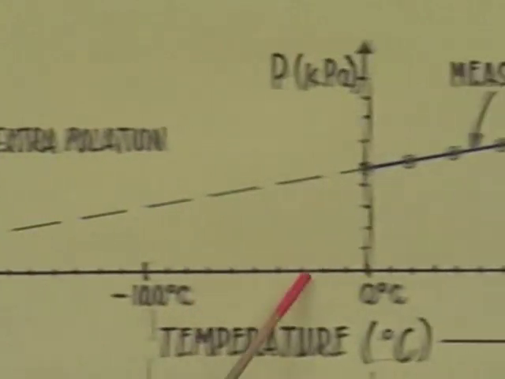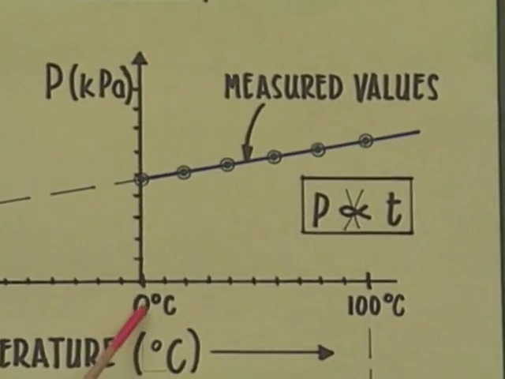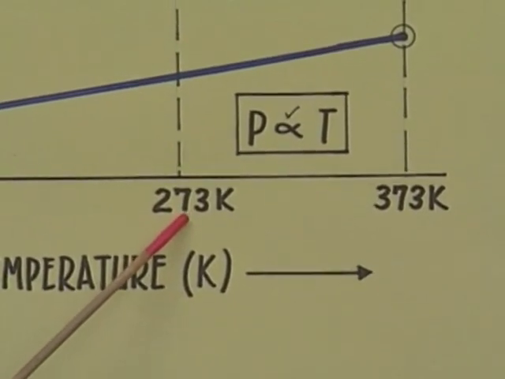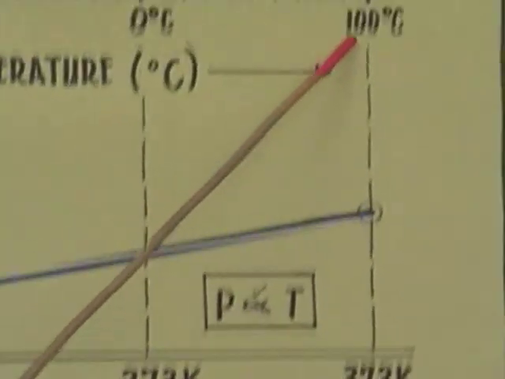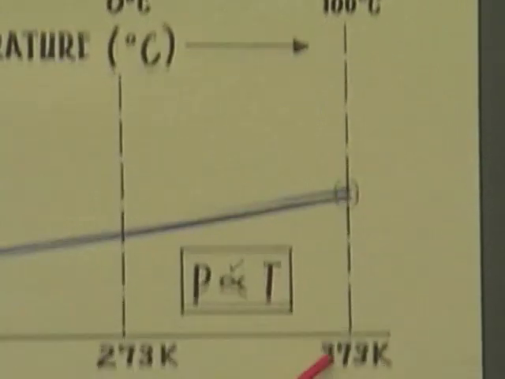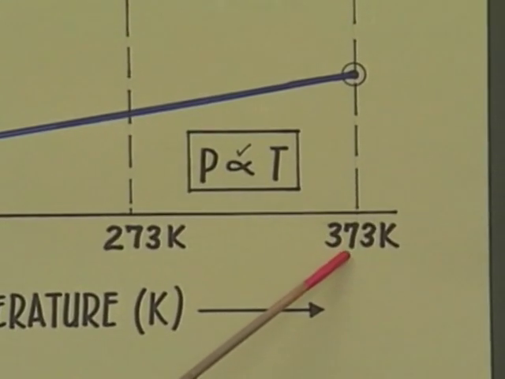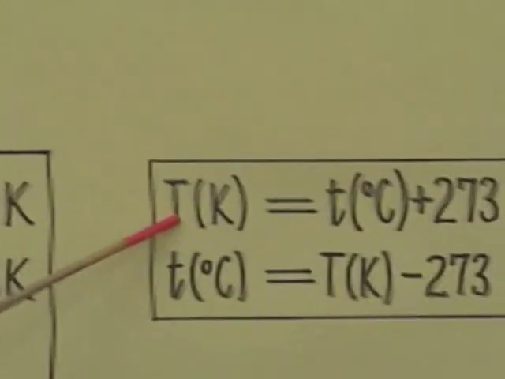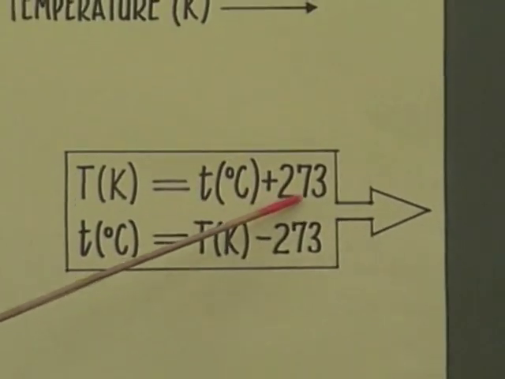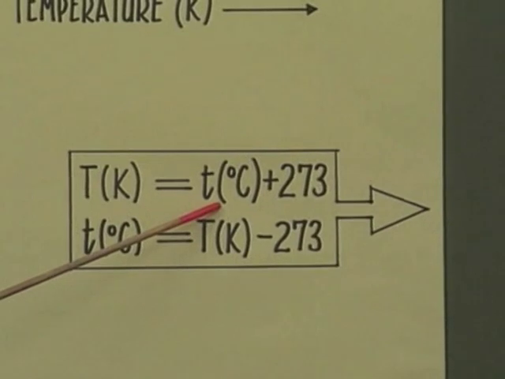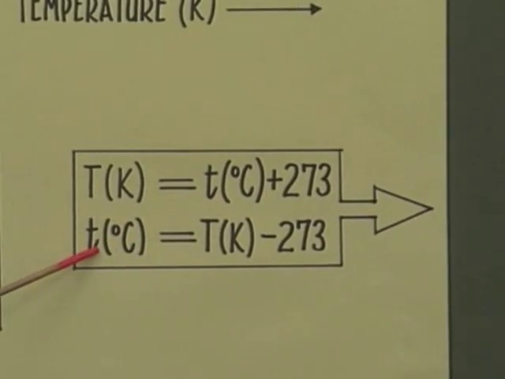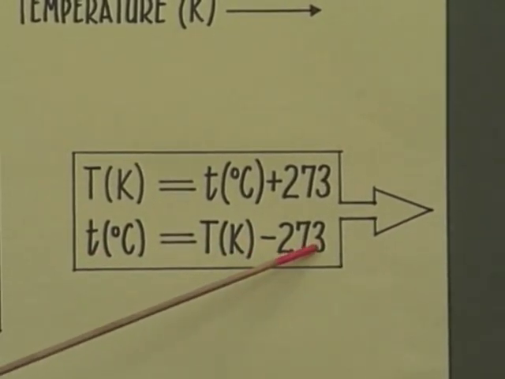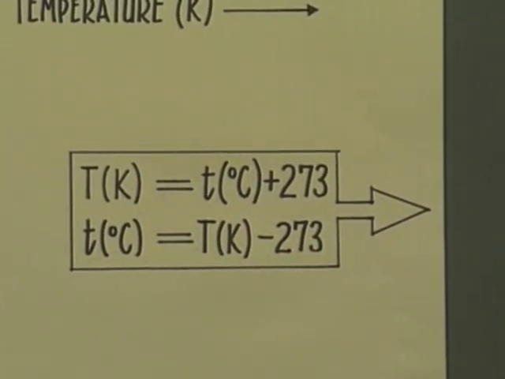On this new scale, 0 degrees Celsius corresponds to 273 Kelvin. And 100 degrees Celsius corresponds to 373 Kelvin. So we convert our Celsius readings to Kelvin by using this formula, simply adding 273 to the Celsius readings. And to convert Kelvin to Celsius, we simply subtract 273 from the Kelvin reading.